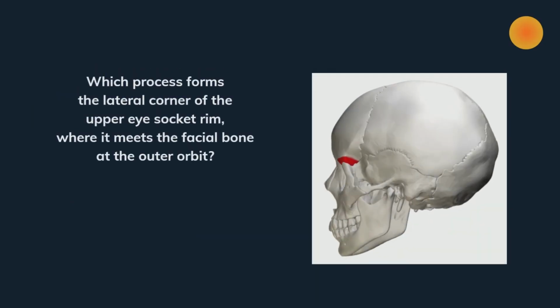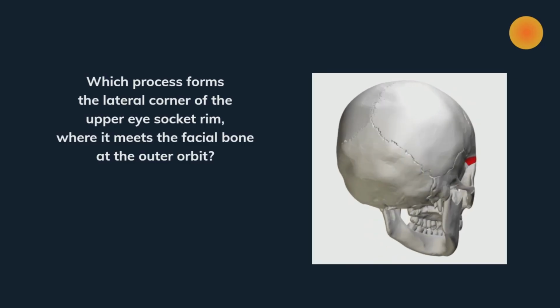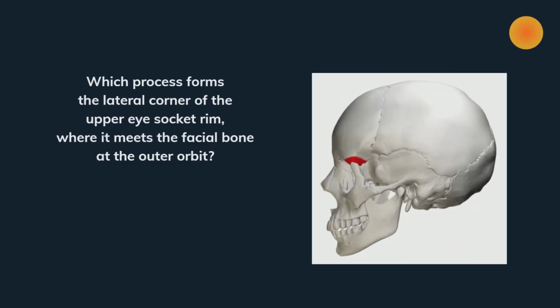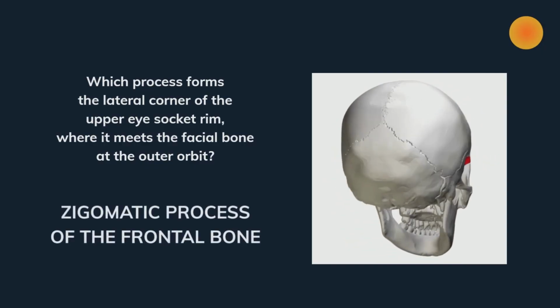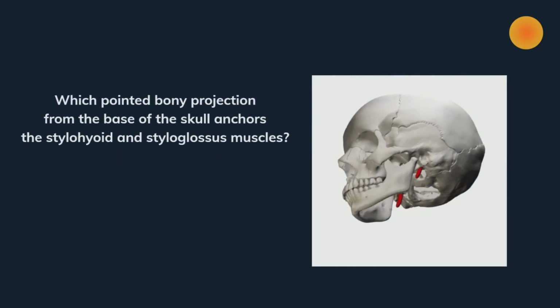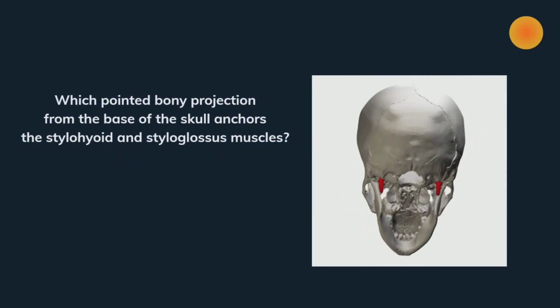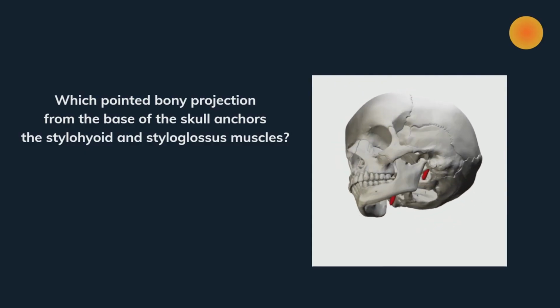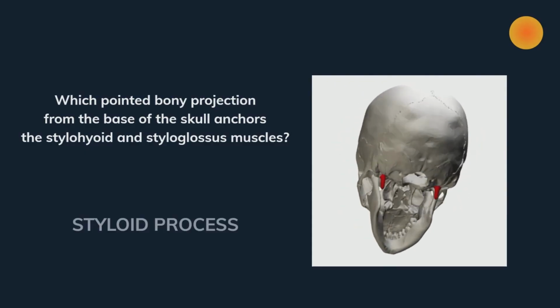Which process forms the lateral corner of the upper eye socket rim, where it meets the facial bone at the outer orbit? Zygomatic process of the frontal bone. Which pointed bony projection from the base of the skull anchors the stylohyoid and styloglossus muscles? Styloid process.